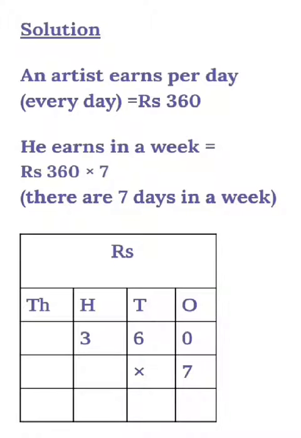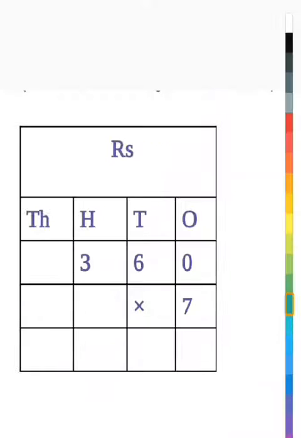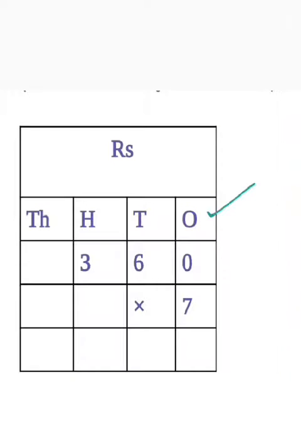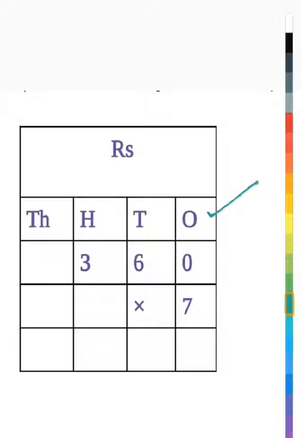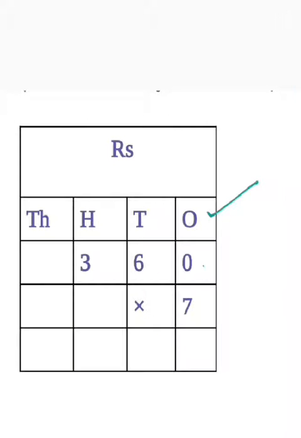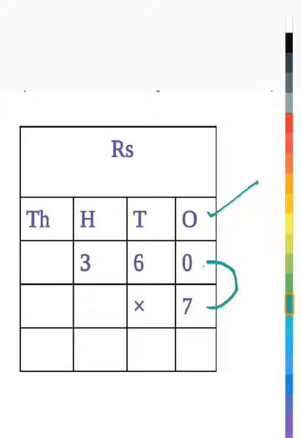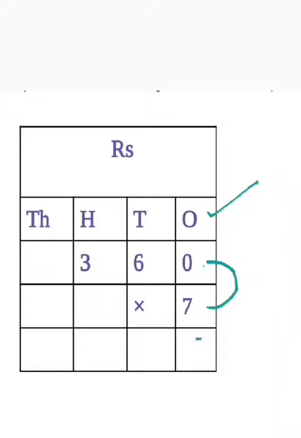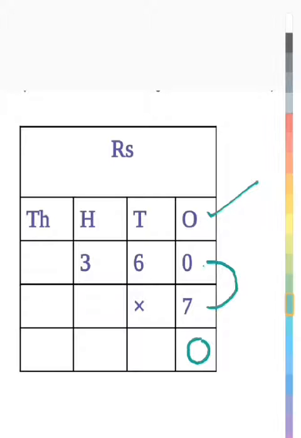For that, children, what we should do? Yes, we should multiply 360 rupees by 7 days. So, let us multiply 360 rupees by 7 days. Now, we will start with the ones column. In the ones column, there is 0. So, 7 multiply by 0. So 7 zeros are 0 only. So we will write 0 in the ones column.